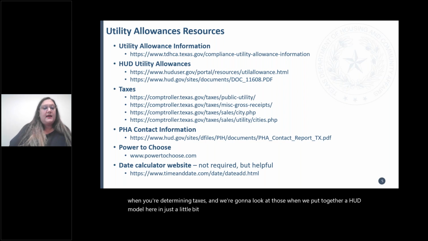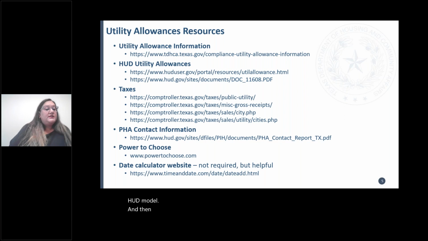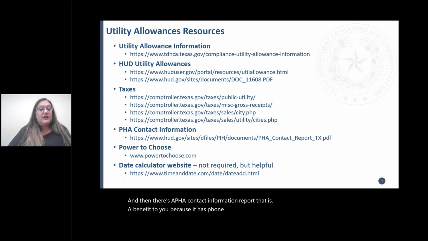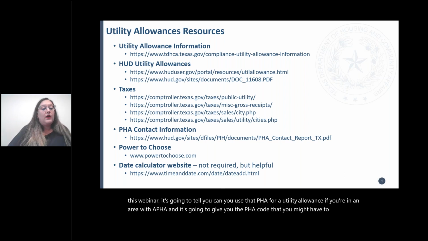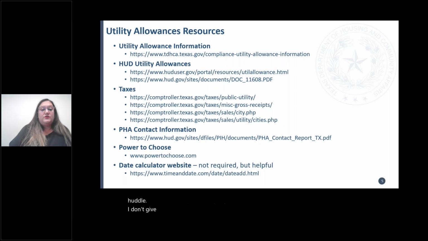Remember, I'm going to pretend to be a housing partner building a HUD model. And then there's a PHA contact information report. That is a benefit to you because it has phone numbers and locations for PHAs. But for the purposes of this webinar, it's going to tell you, can you use that PHA for a utility allowance if you're in an area with a PHA? And it's going to give you the PHA code that you might have to use in the HUD model if that is your methodology of choice and your zip code is not available.